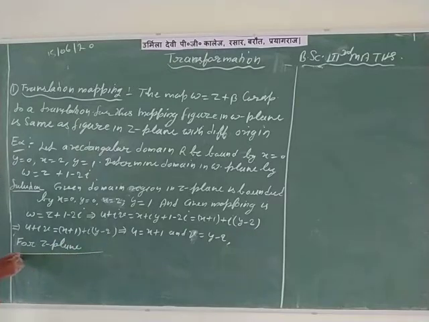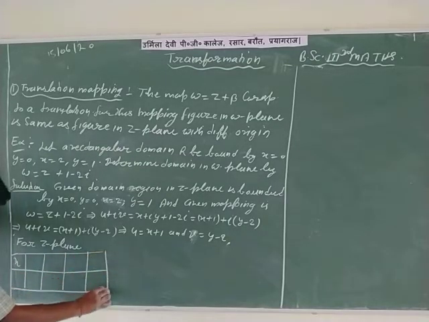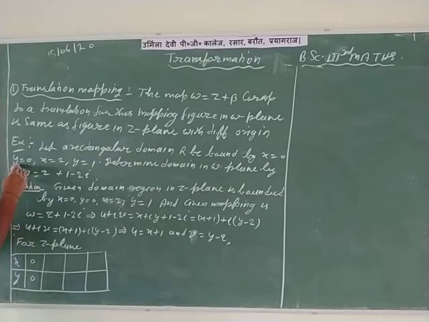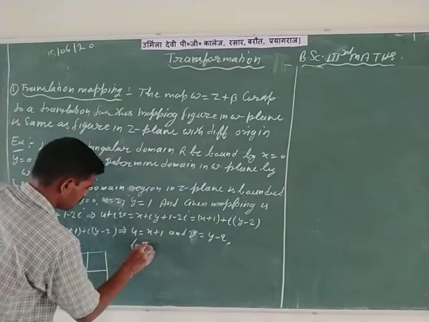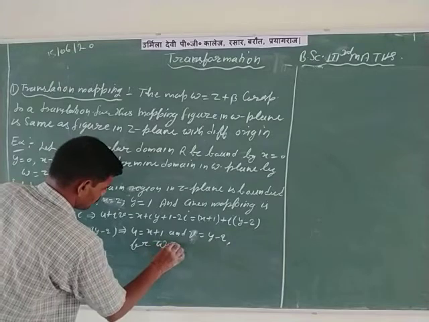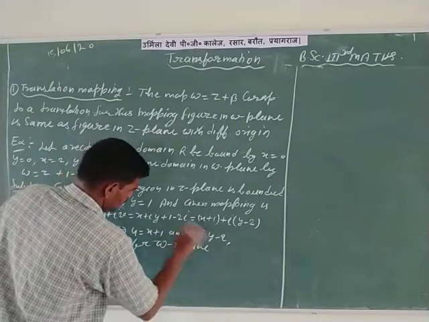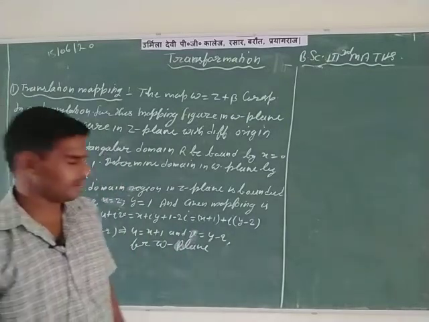In the Z plane, the value of x and the corresponding y: x is equal to 0 and y is equal to 0, x is equal to 0, y is equal to 1, and x is equal to 2, y is equal to 1. This is the complete solution for the Z plane. And the W plane is also known as the Argand plane.